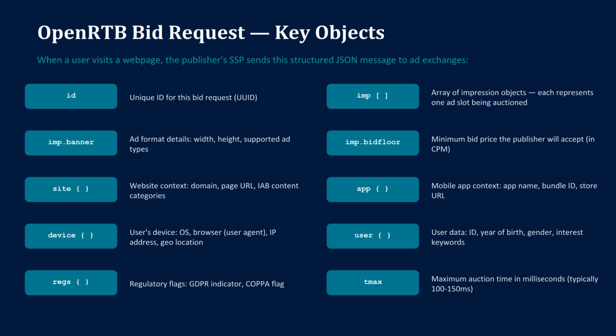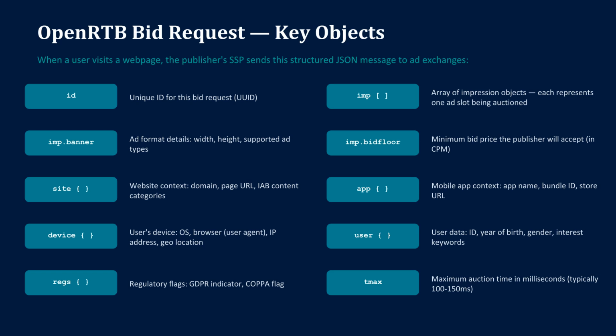Each impression object contains details about the ad format, banner dimensions, video length and format requirements, native ad component specifications, and the bid floor, which is the minimum CPM the publisher will accept. Bids below the bid floor are automatically rejected.